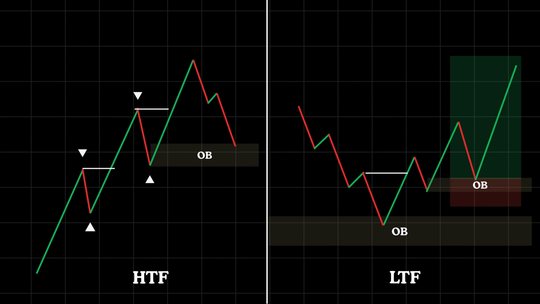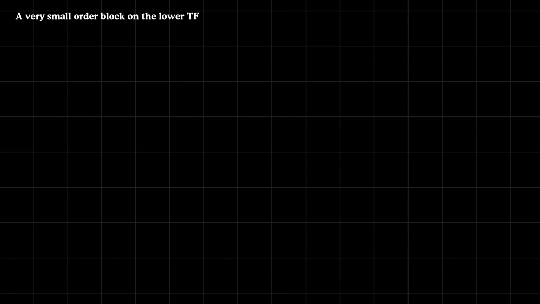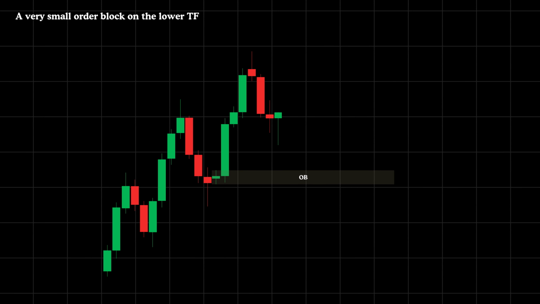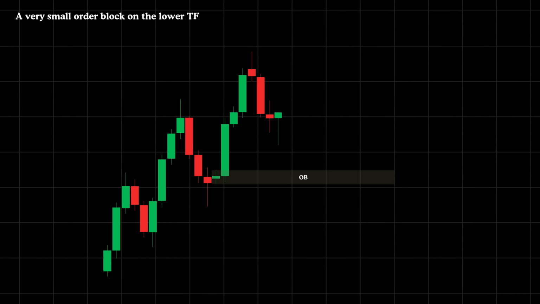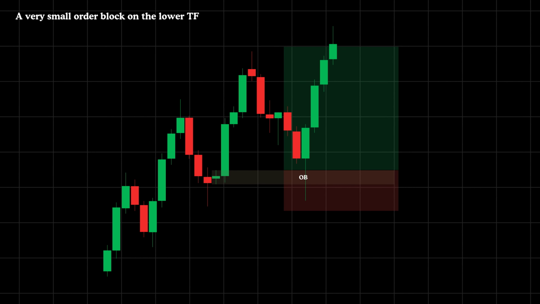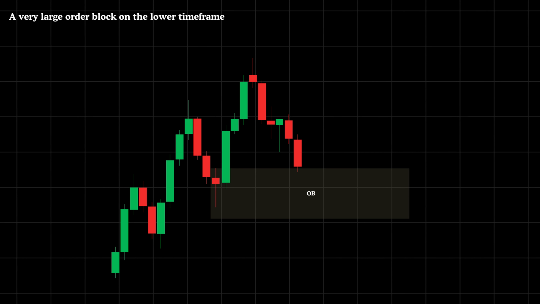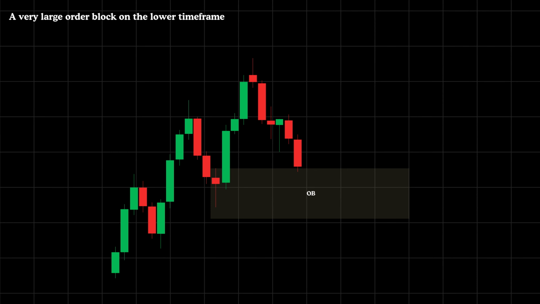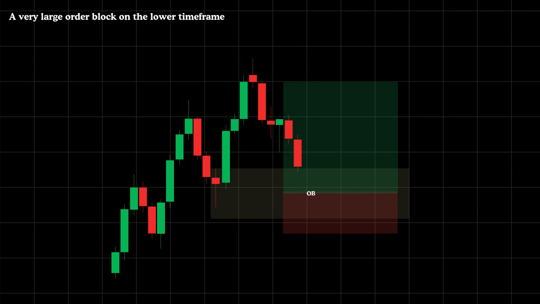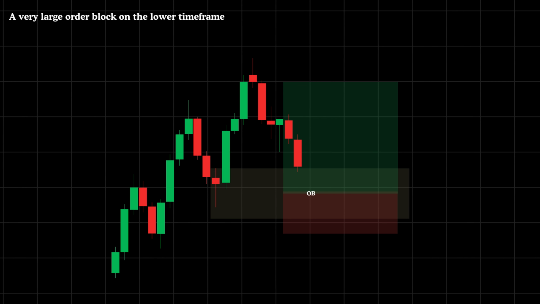Now, before moving on to real chart examples, let's go over some common scenarios and how to manage them. Scenario 1. A very small order block on the lower time frame. In this case, use a slightly wider stop loss zone to protect the trade from normal market fluctuations. A stop that is too tight can be triggered too easily. Scenario 2. A very large order block on the lower time frame. If we place our stop loss below the entire zone, it may become too wide and reduce the risk to reward ratio.